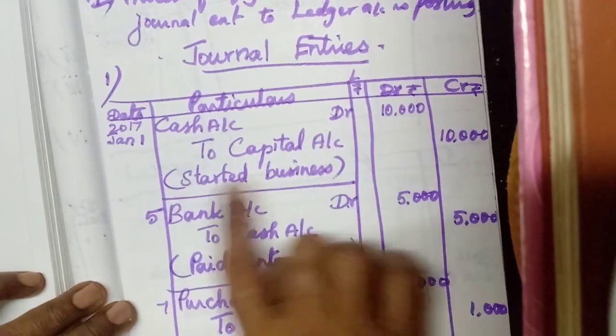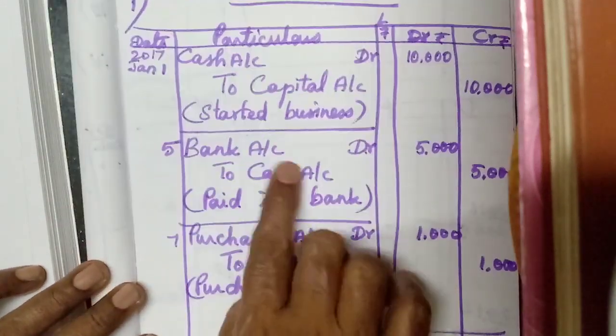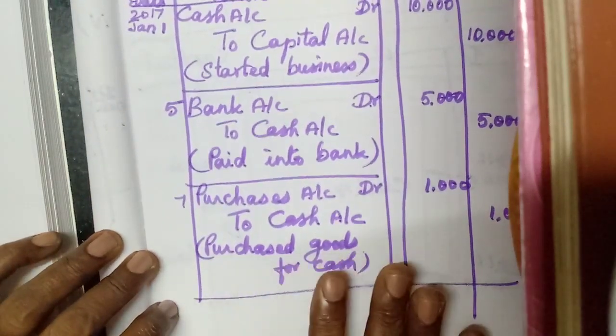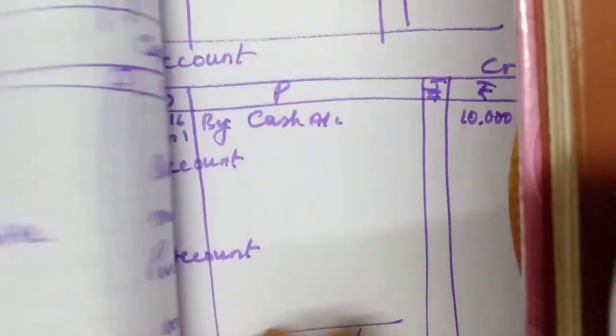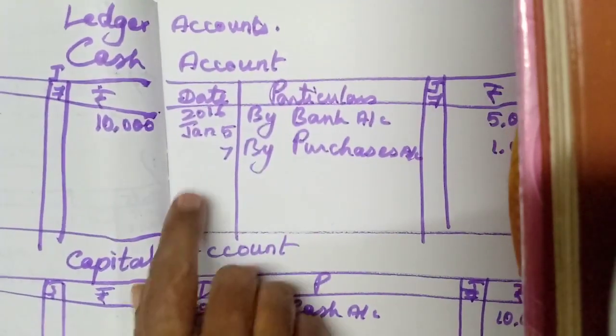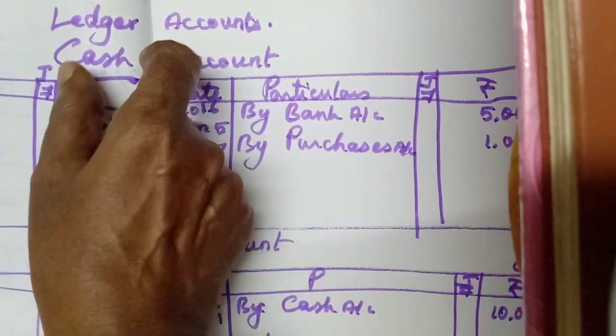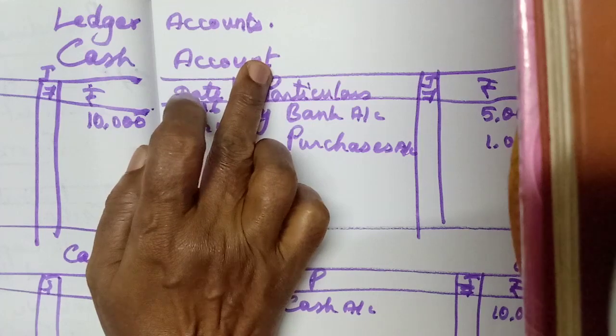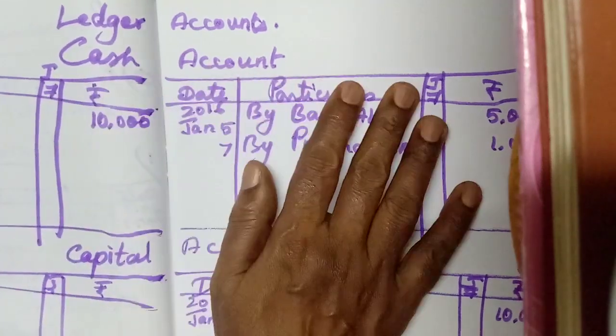Cash account debtor to capital, started business. Next, bank account debtor to cash, paid into bank. Purchases account debtor to cash, purchased goods for cash. Now we should post in the ledger accounts. We should write the ledger accounts, first account cash account. Half of the account name we should write here, the other half here. Both the pages must be included.